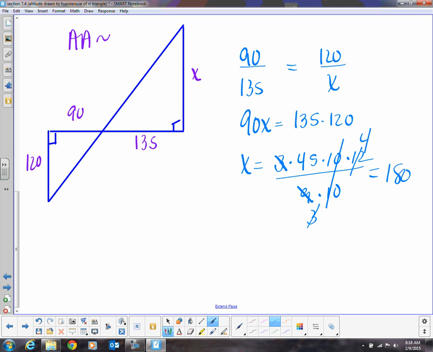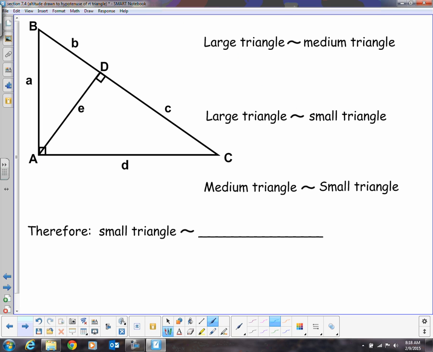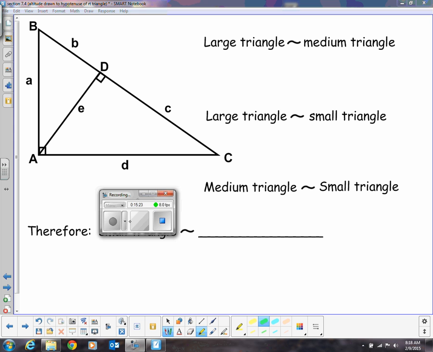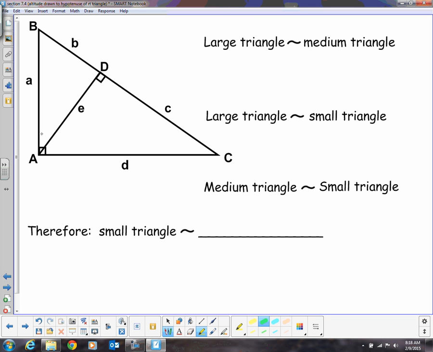All right, so I'm going to go ahead and go to the homework or the new lesson, and I'll come back if we have time at the end. All right, we are on section 7.4, and this is similarity in right triangles. This is an altitude. Altitude starts at a vertex perpendicular to the opposite side.